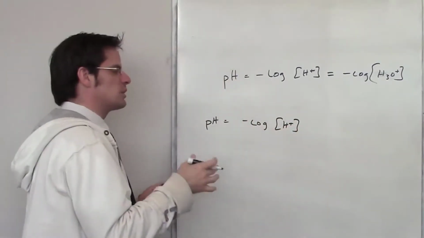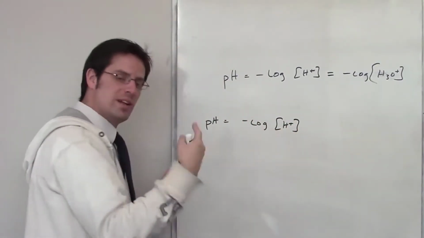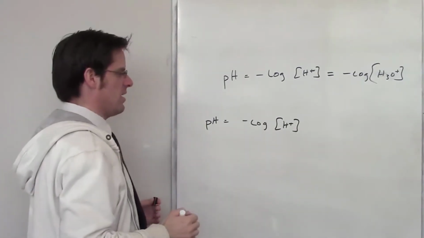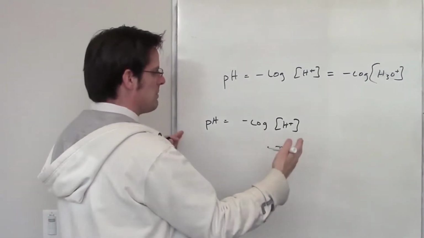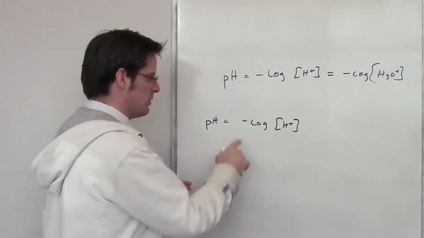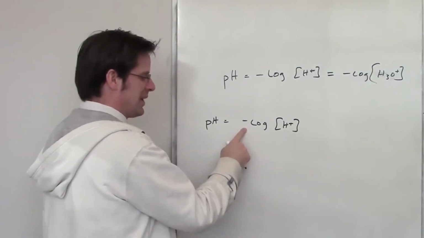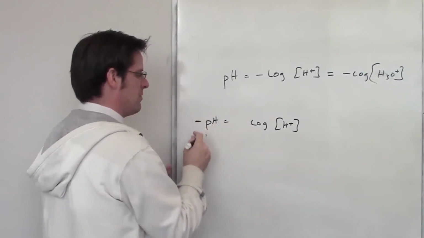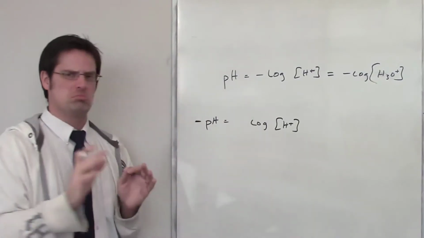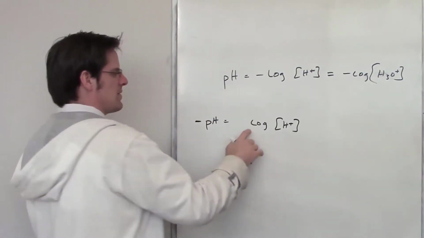What I want to do is algebraically get H+ concentration to be on one side and everything else on the other. First things first, I can multiply both sides by -1 to get rid of this negative sign. Hopefully you're okay with me just doing that. That will give me a negative pH on the left side. Now, how do I get rid of this log?